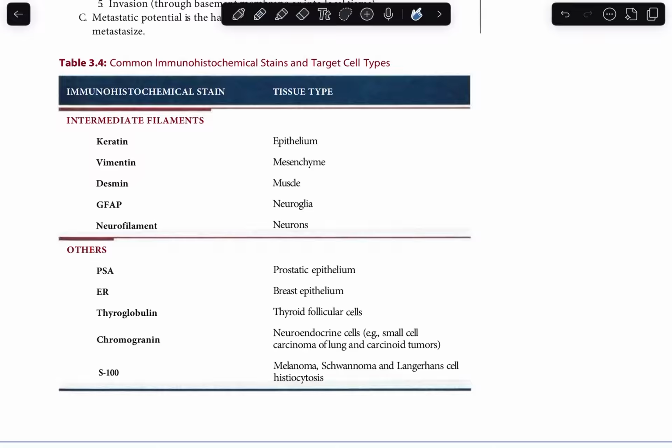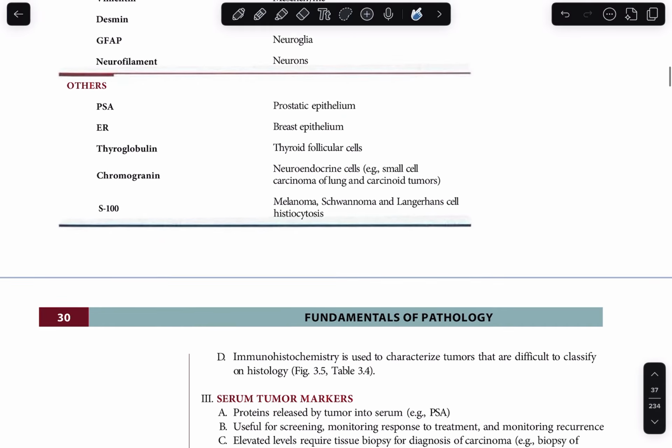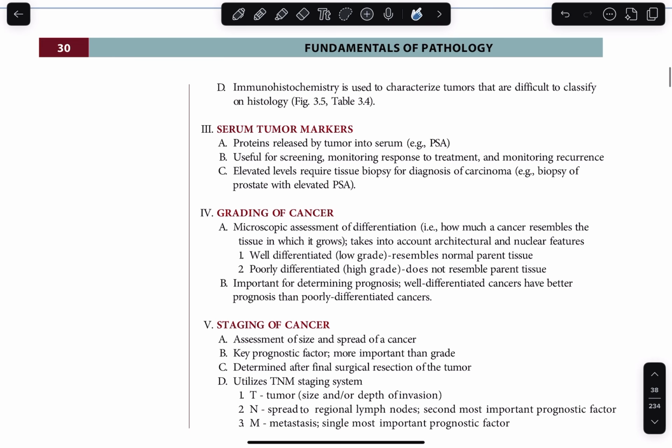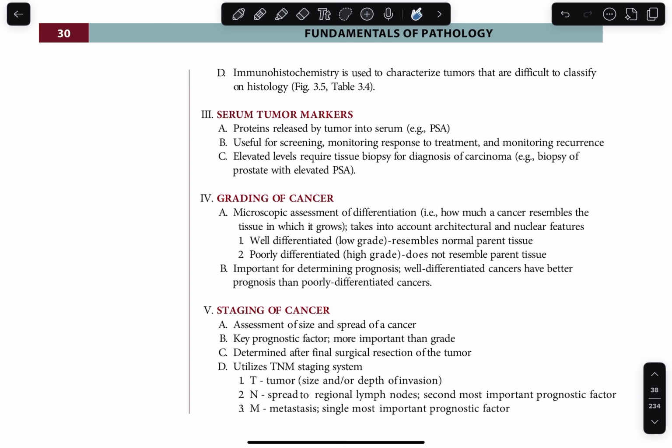Other immunohistochemical stains and their tissue types include PSA for prostatic epithelium. We have ER for breast epithelium. We have thyroglobulin for thyroid follicular cells. We have chromogranin for neuroendocrine cells, for example small cell carcinoma of the lung and carcinoid tumors. We have S100 for melanoma, schwannoma, and Langerhans cell histiocytosis. Immunohistochemistry is used to characterize tumors that are difficult to classify on histology.